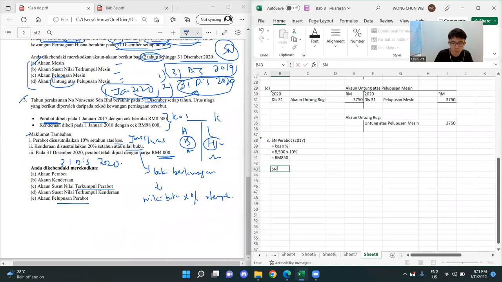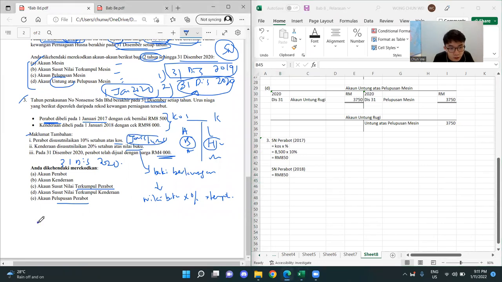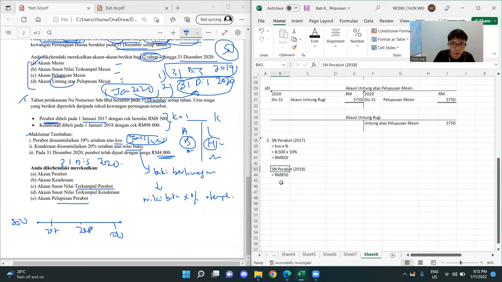For susut nilai perabot for 2018, you're using the same cost, 8,500 times 10%, you still get 850. Correct? That's why it is called garis lurus. Why? Because the amount is the same. 2017 is 850, 2018 is 850, 2019 is 850. That's why it's called garis lurus, straight line basis. So 2019 is the same, no changes. And then same goes to 2020. If you do the calculation, it's all the same.